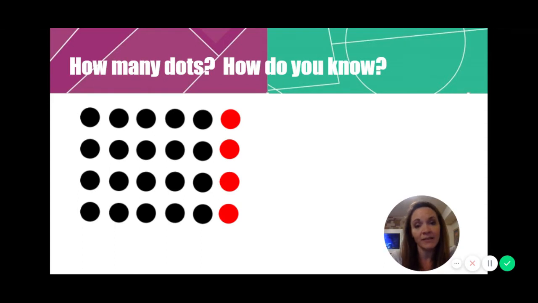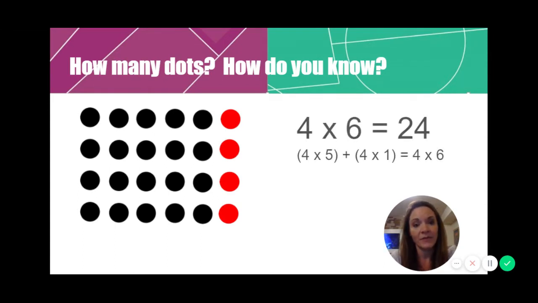Now how many dots? And how do you know? Now we see 4 rows with 6 dots in each row, which is 24. On the previous slide, we saw 4 times 5, and we knew that that was 20. And now we see 4 more dots. 20 plus 4 equals 24. So 4 times 6 equals 24, or 6 times 4 equals 24.